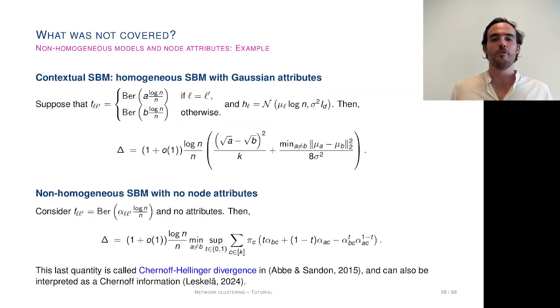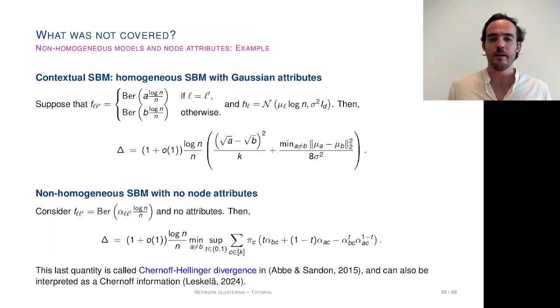One example, to make it more concrete, is to assume that you have a binary network. The interaction between a block L and a block L prime is Bernoulli distributed, with A log n over n if you are in the same block and B log n over n otherwise. That's just to go back to a homogeneous setting, because we covered that extensively in section 3. And we could assume Gaussian attributes: if you are in block L, your attribute is sampled from a Gaussian distribution with mean mu L times log n, and variance sigma squared times identity.